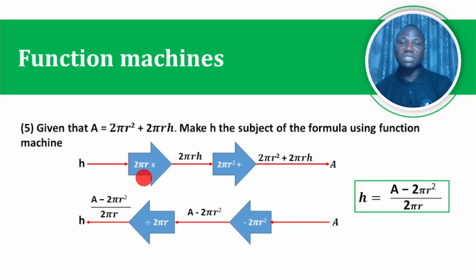Now, this machine here multiplied by 2 pi r, which means this one will do the opposite of what this machine did. It will divide by 2 pi r. So all of this expression, a minus 2 pi r squared divided by 2 pi r, will be our h. Therefore, h as the subject will be equal to a minus 2 pi r squared over 2 pi r.